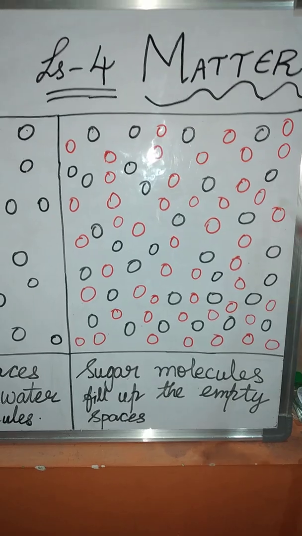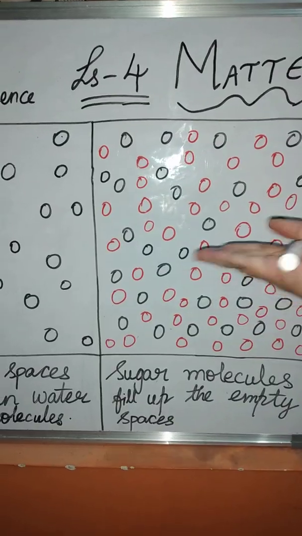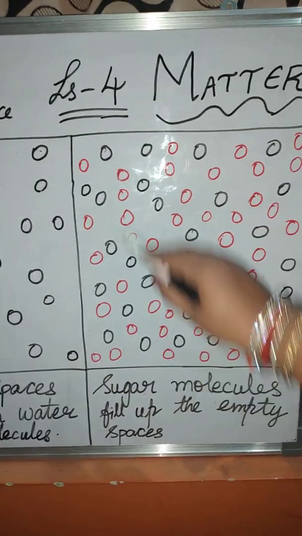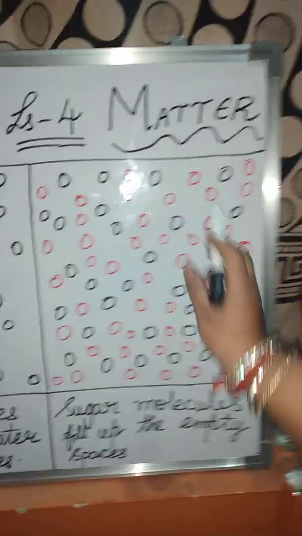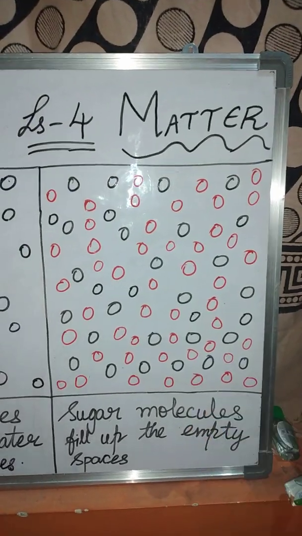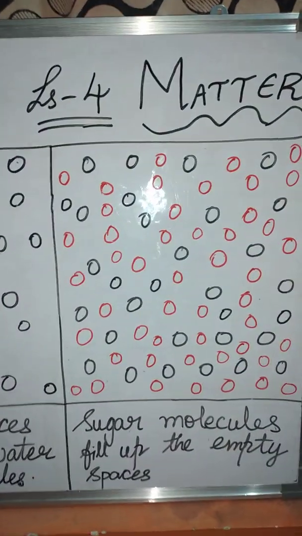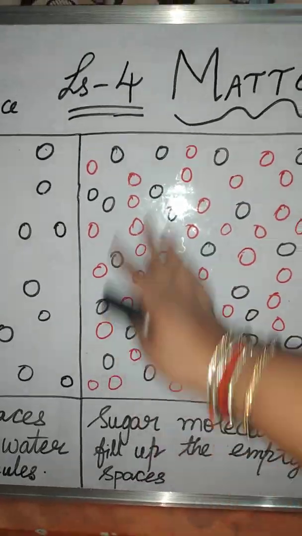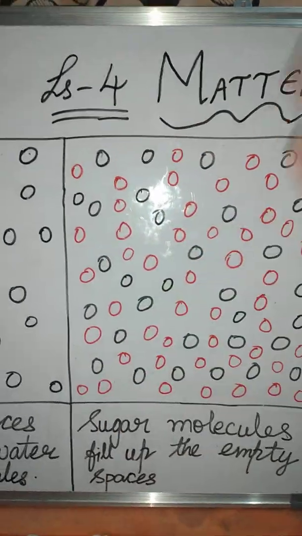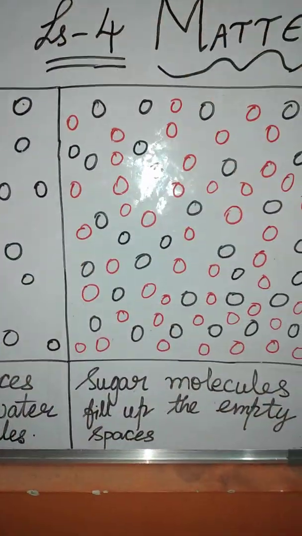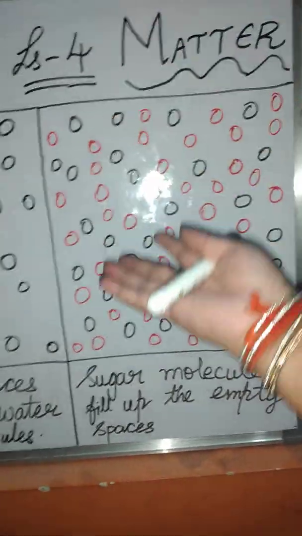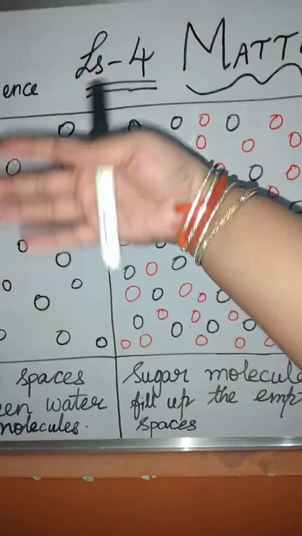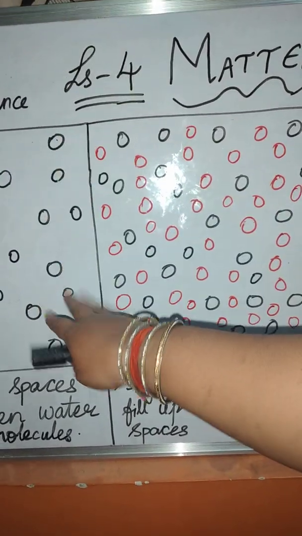It will get dissolved in the water and you can't see anything, no residue down. The total sugar gets dissolved in the water. So the sugar molecules got adjusted in between the water molecules like this. This is the best example for soluble substances, and the sugar molecules fill up the empty spaces. That's why you can't see the sugar. The sugar gets dissolved in the water. What about the insoluble sand? Sand will not get dissolved in water. So that's the best example for insoluble substances.